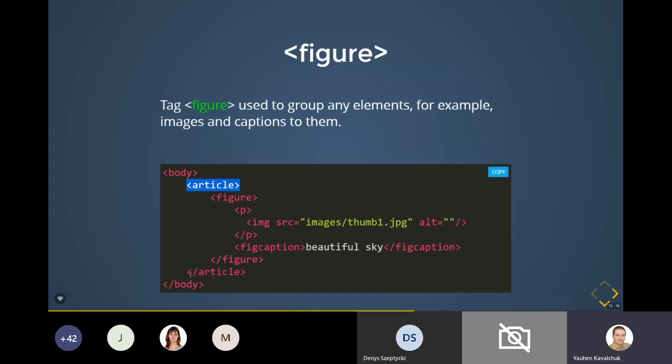As a wrapper, we have the article tag. Inside article, we put figure. The figure tag, again, is a wrapper for an image and for the description of this image. So here we have the image, and the description we put into another special tag, figcaption. So figure always contains figcaption, an image, and a description of the image.